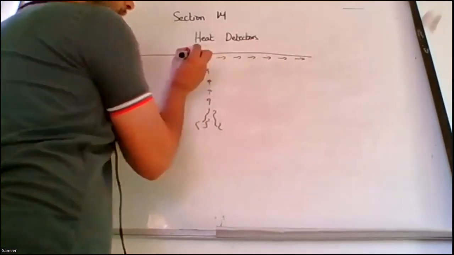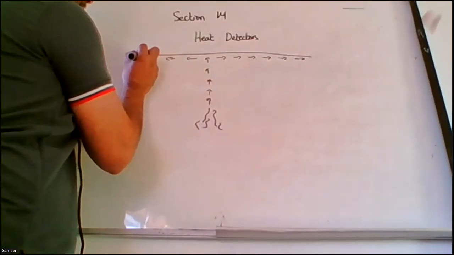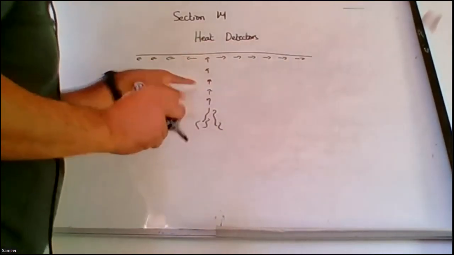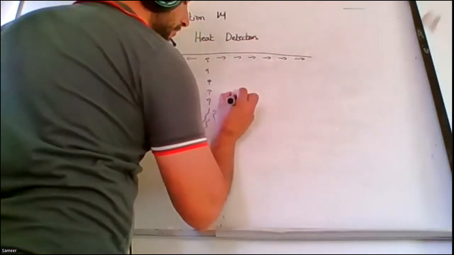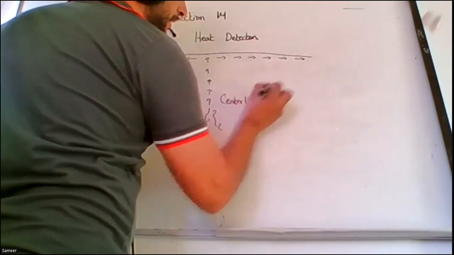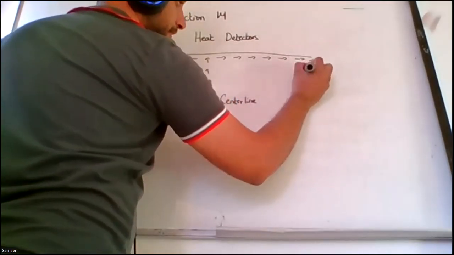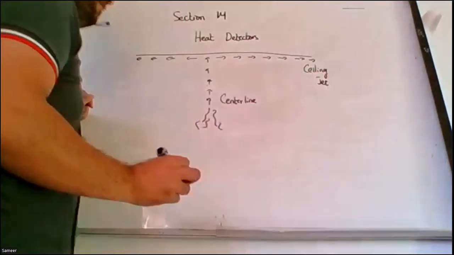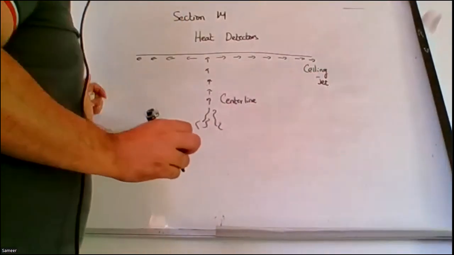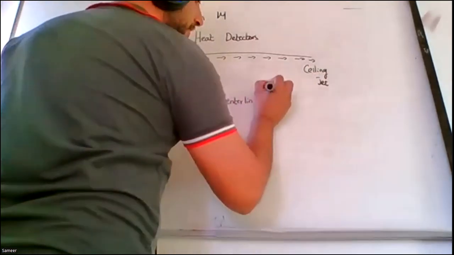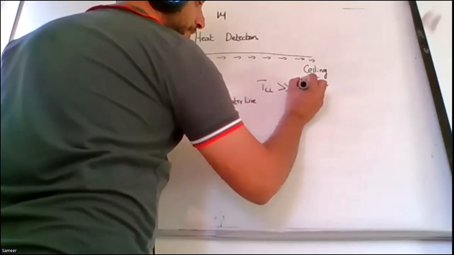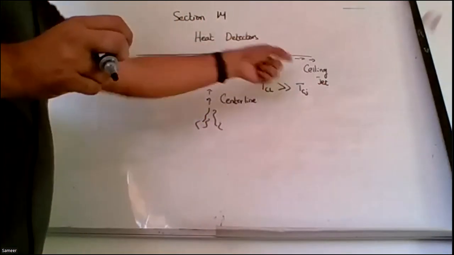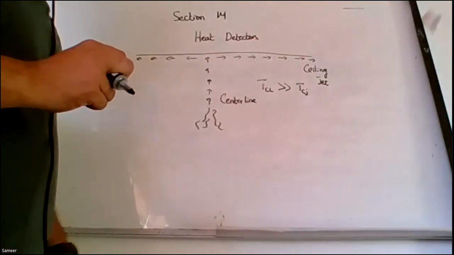So heat will transfer directly towards the farther end. This center point from the tip of the flame to the ceiling is known as the center line. And this corner point of the ceiling is known as the ceiling jet. In other words, the temperature at the center line will always be greater than the temperature at the ceiling jet, right?